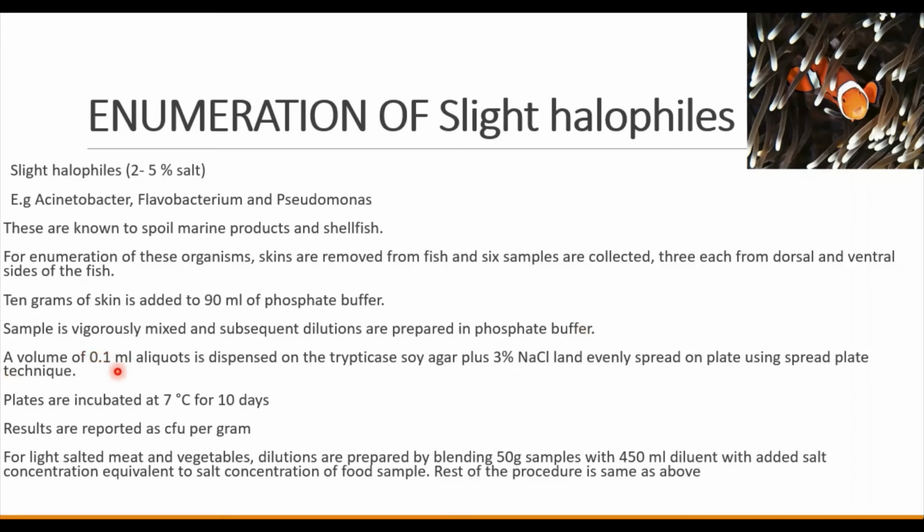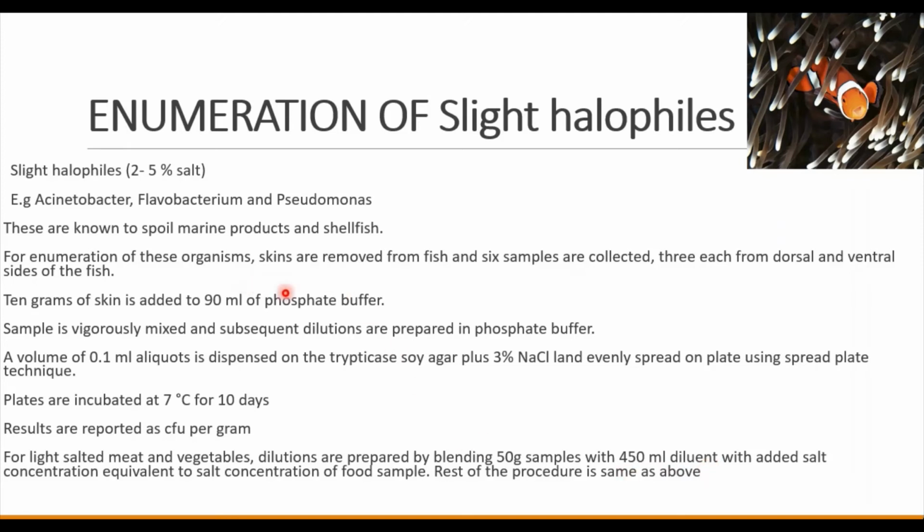A volume of 0.1 ml aliquots is dispensed on trypticase soya agar containing 3% NaCl and evenly spread on the plate using the spread plate technique. So again you have to go with the spread plate. The plates are incubated at 7 degrees centigrade for 10 days and the results are reported as colony forming units per gram. For light salted meat and vegetables, dilutions are prepared by blending a 50 gram sample with 450 ml diluent with added salt concentration.